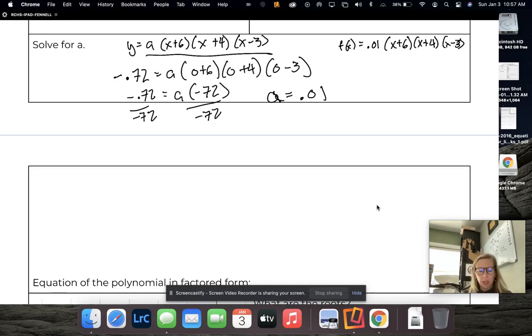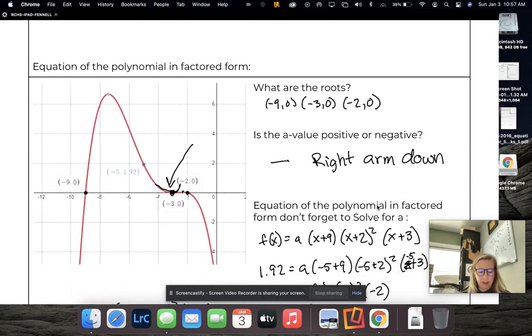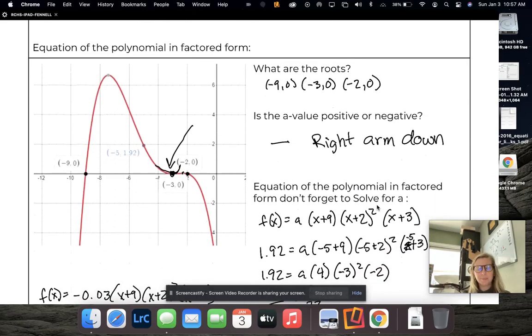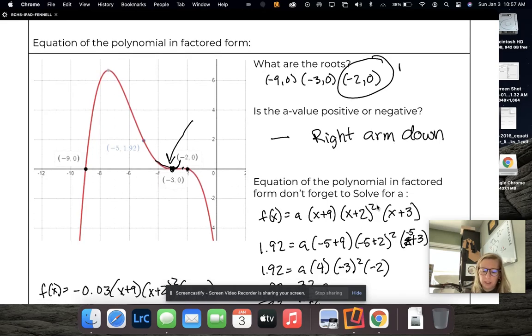Okay, so on that problem, hopefully you identified that you had 3 real roots: (-9, 0), (-3, 0), and (-2, 0). Now that (-2, 0) is special. It's a bounce point, so this is going to be a double root, or a multiplicity of 2. It counts twice, so it's going to be squared when we write our equation. Is the a value negative or positive? Well, my right arm is facing down, so it's a negative a value. So when you solve for a, double check, make sure you do in fact get a negative.